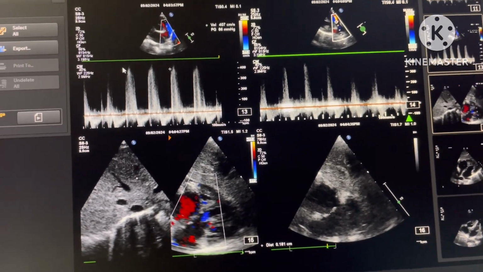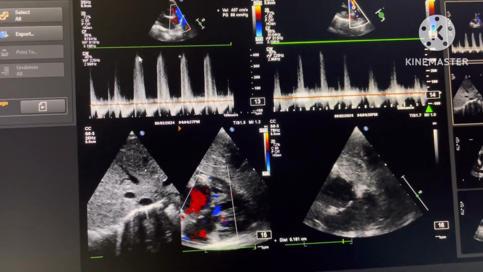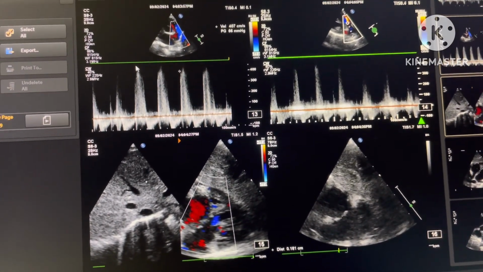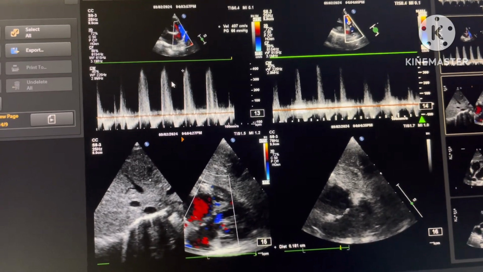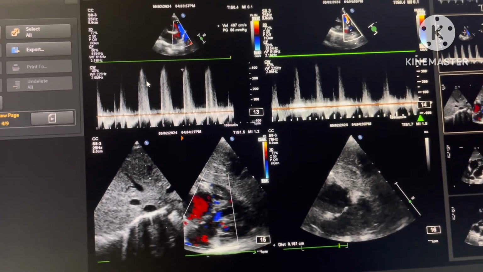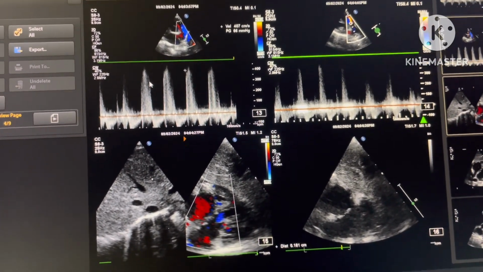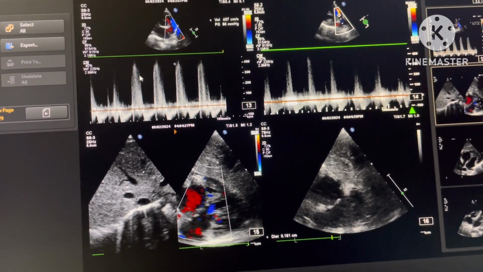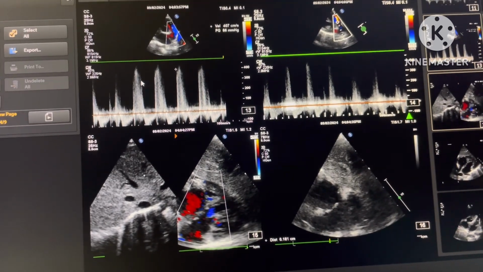So in this image you see here the arrow indicates the peak velocity, that is mean pulmonary artery pressure, and the minimum velocity, this is the minimum velocity that indicates pulmonary artery diastolic pressure, end diastolic pulmonary artery pressure.